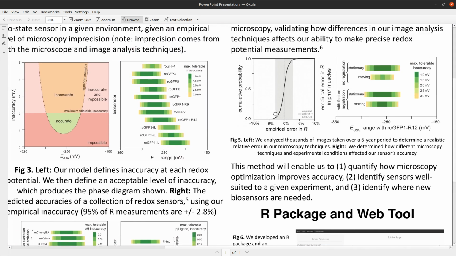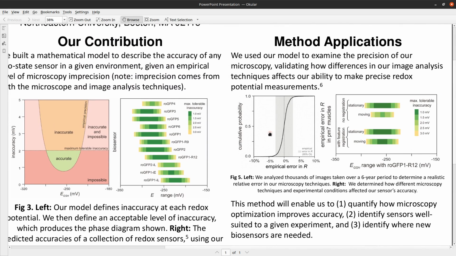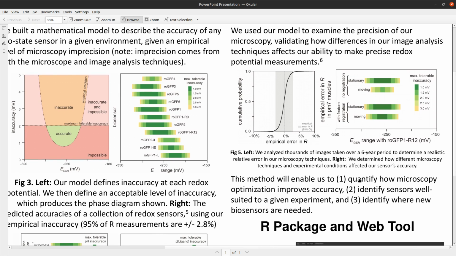And we also use this model to help our own experiments. So first we determined our error in R. You can do this in just one day with GFP, but we looked at tens of thousands of images taken over a 6-year period to show that our error was remarkably consistent. And then we plugged in our sensor parameters along with that accuracy to show how a new image analysis technique could help us explore new, biologically meaningful spaces of redox potential, and also reduce the need for manual curation, which is great. And this method also has other applications, like determining what sensor is best for your experimental needs, or what new sensors might need to be built.